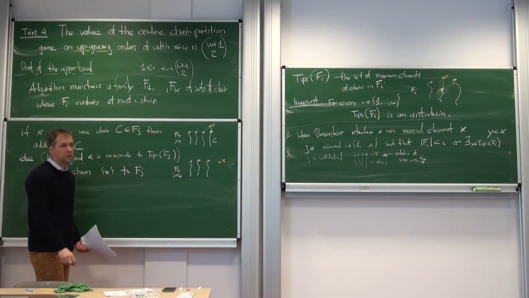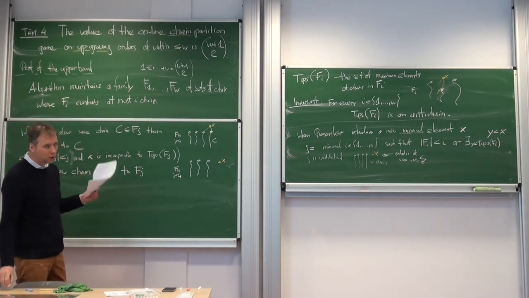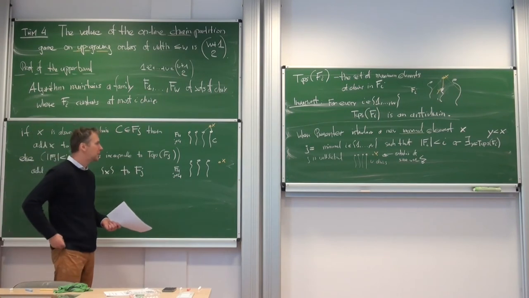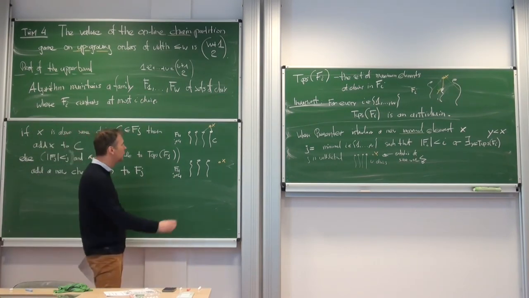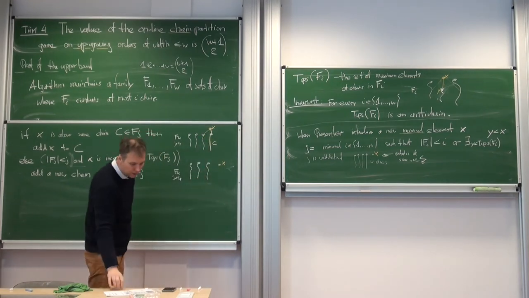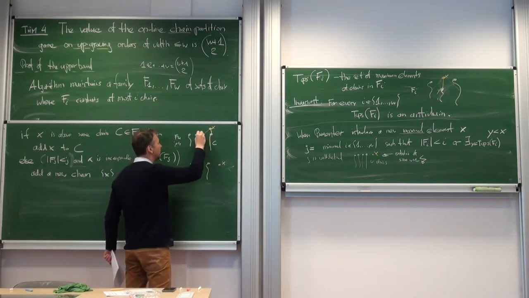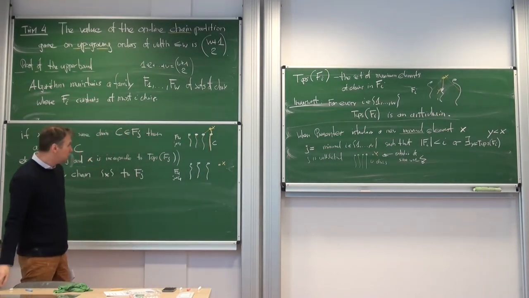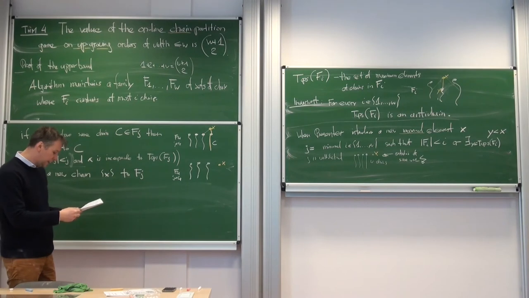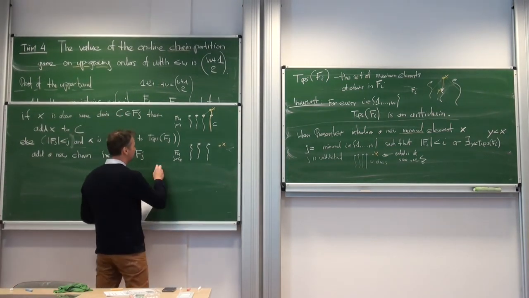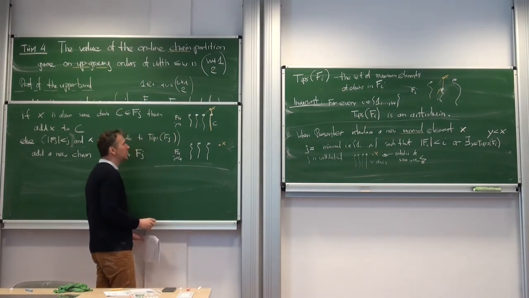So this is fine with respect to the chain partition, but it is not fine with respect to our invariant. Because now, this is the new chain, and the tops in the new setup are these four elements, and it's not an antichain anymore. So we need to fix it. And the way it is done is quite simple.